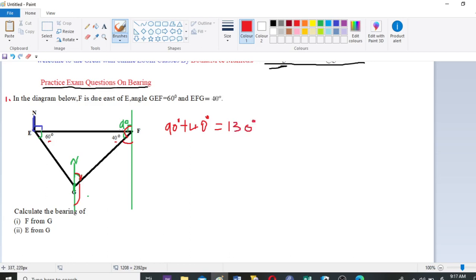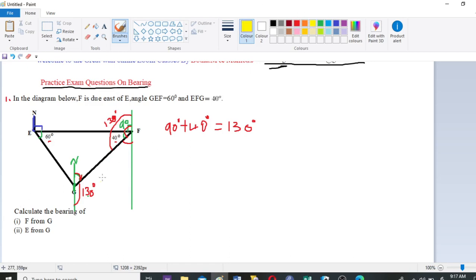Now that 130 is just the angle covering 90 and 40. So 130 is all of this angle there, right? So this is 130 degrees. Okay, so if this is 130, then this is also 130 degrees here, right? Now if this is 130, then we can use the properties of angles formed on a straight line, right? How does that apply?